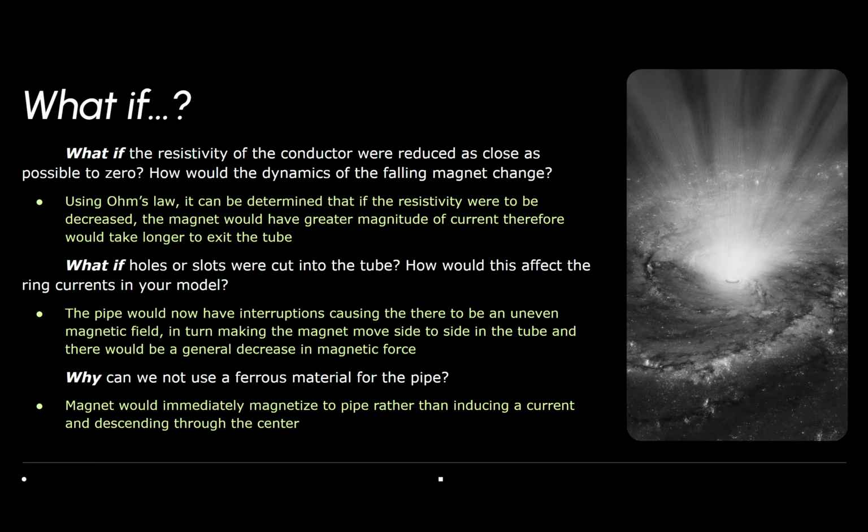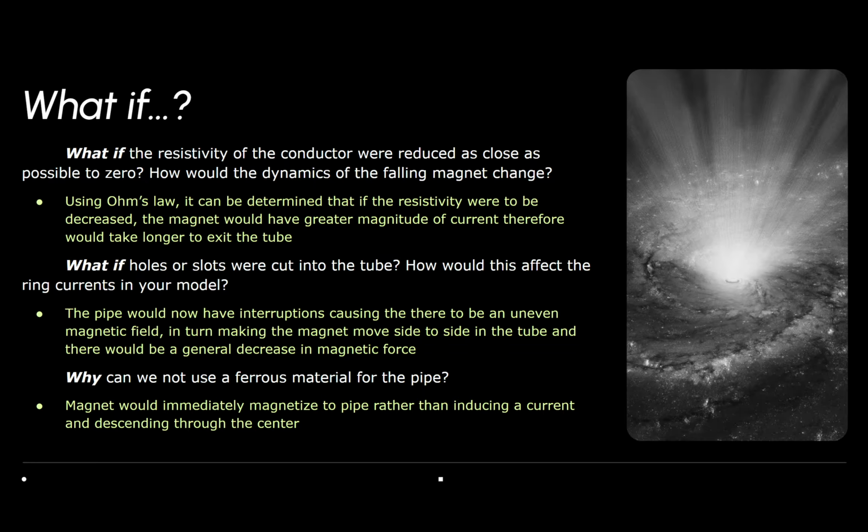Now for our what ifs. What if the resistivity of the conductor were reduced as close as possible to 0? How would the dynamics of the falling magnet change? Using Ohm's law, it can be determined that if the resistivity were decreased, the magnet would have a greater magnitude of current, and therefore would take longer to exit the tube. So if it were reduced as close as possible to 0, it would take a very long time to exit the tube.